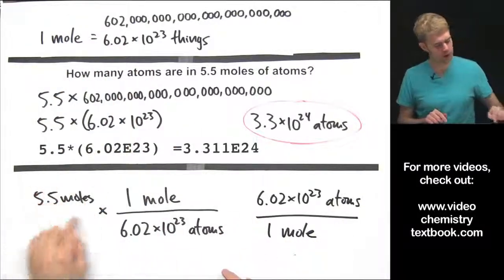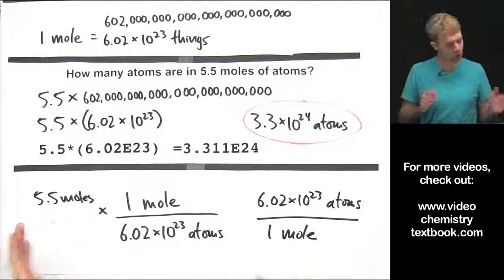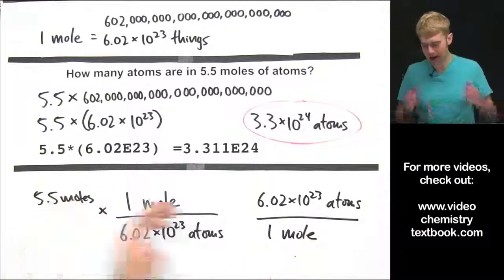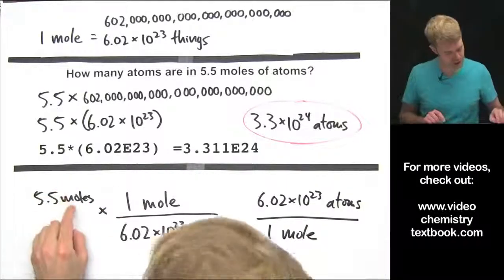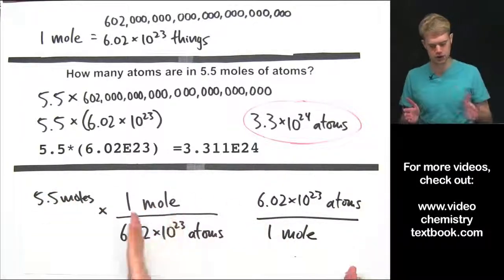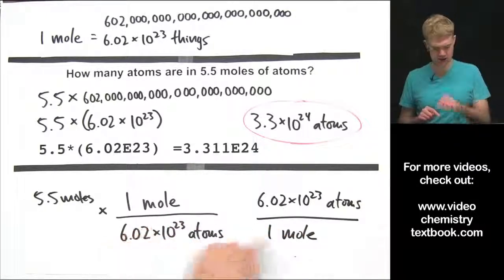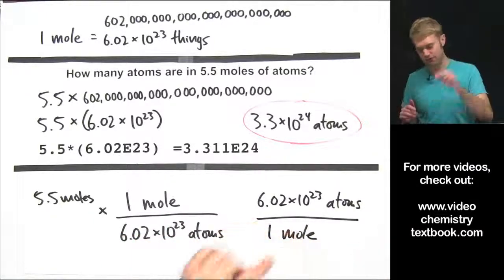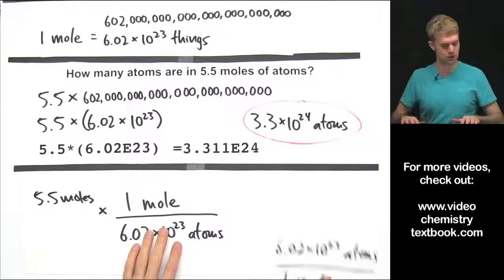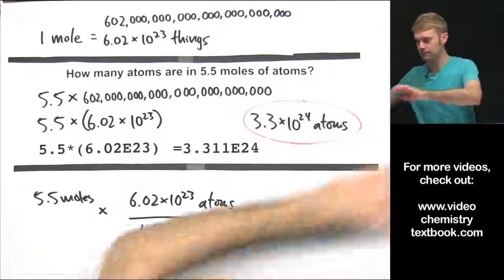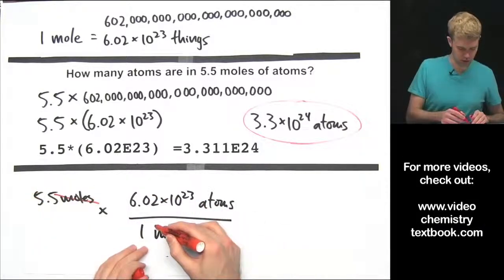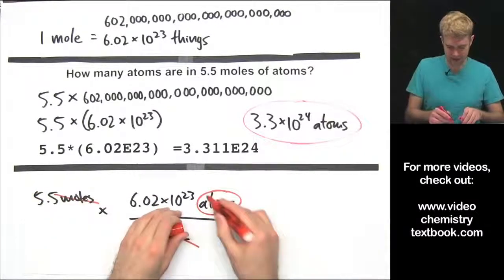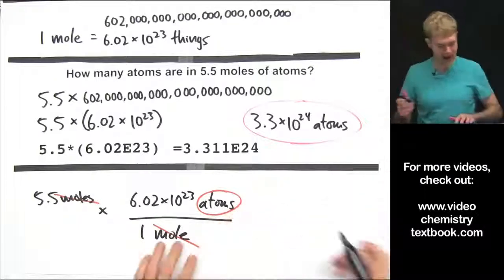Which one do we want to use for this problem? Well, we want to multiply this by a conversion factor that's going to get rid of moles, is going to leave me with atoms. So moles is on top here. I'm going to want to choose the version of this conversion factor that's going to give me moles on the bottom, so they'll cancel out. So I'm going to use this one. And then I've got moles on the top here, cancel out. Moles on the bottom, cancel out here. And that's going to leave me with atoms.